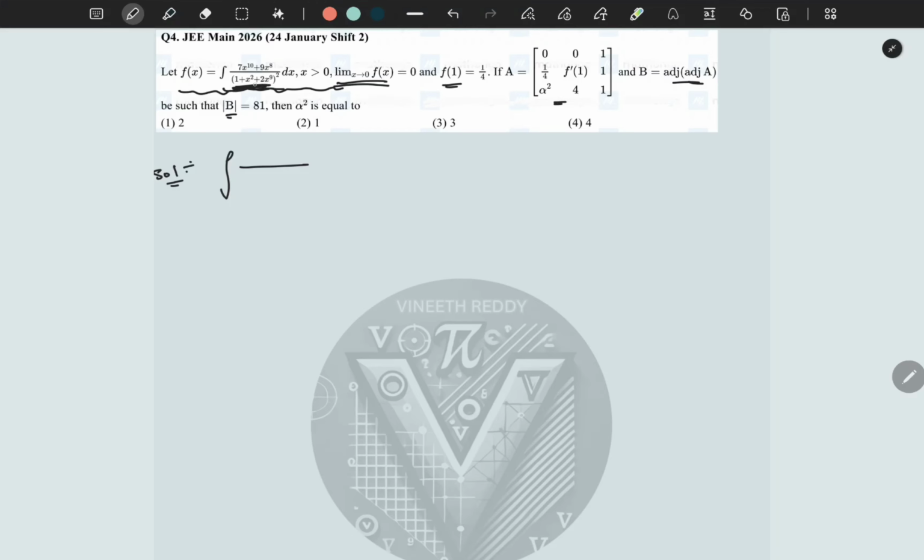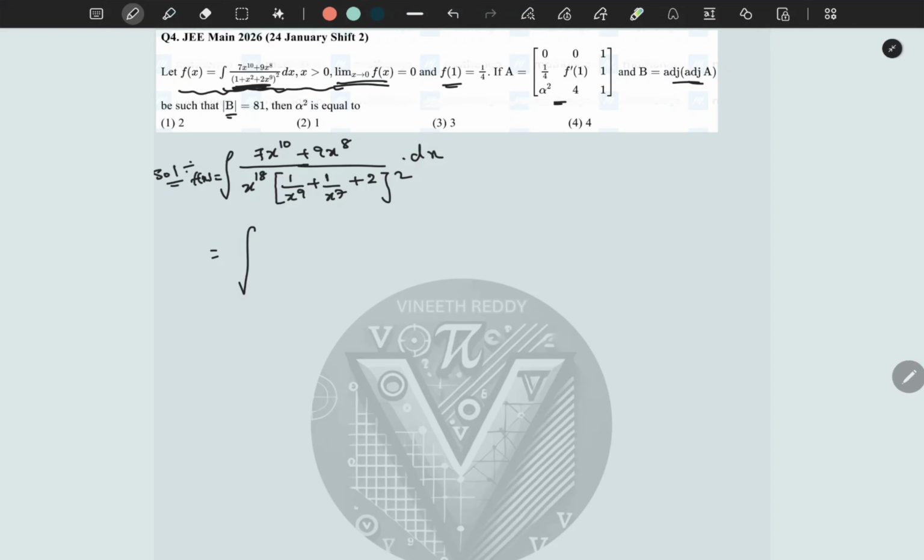So if I take x power 9 common from the denominator, I get x power 9 whole square, which will be x to the power 18. And what will be remaining is 1 divided by x power 9 plus x square by x power 9, which will be 1 divided by x power 7, plus 2 whole square. And then here we have 7x to the power 10 plus 9x to the power 8 dx. So this is f of x.